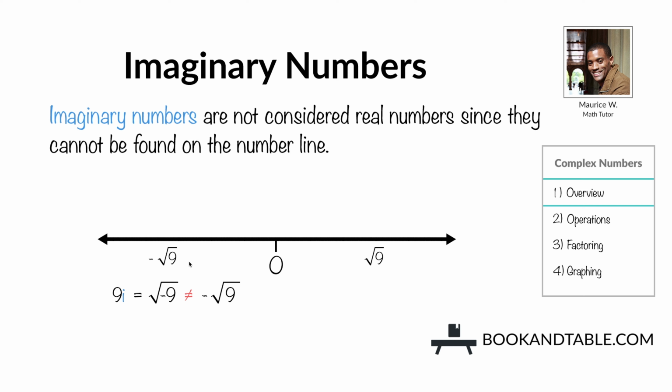So for example, two numbers that can be found on the number line are negative square root of 9, or -3, and the square root of 9, or +3. 9i, which is equal to the square root of -9, is not equivalent to negative square root of 9. This negative's on the inside, this one's on the outside. Same thing over here. Our radicand 9 is positive. This one it's negative. So in neither case would our imaginary number be found anywhere on this number line. So it is a different kind of number.